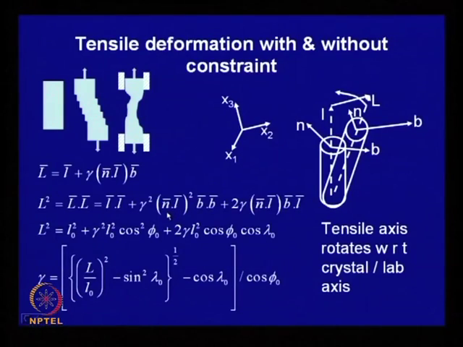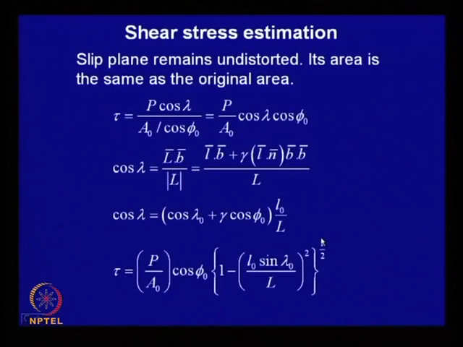So, this is the slip plane normal. So, basically this is cos phi, this is the cos term. So, these are worked out here. What it shows is that this will be the magnitude of shear strain, and this tensile axis will also rotate with respect to the laboratory axis.